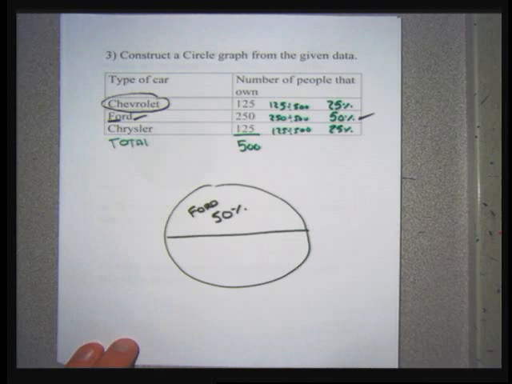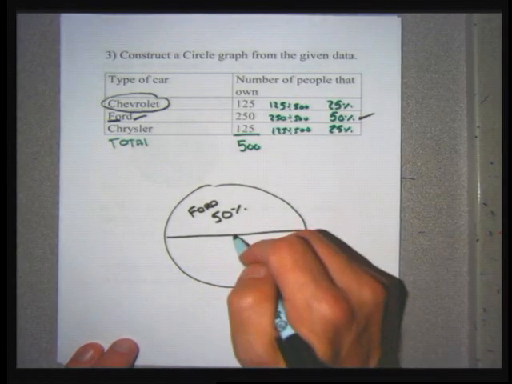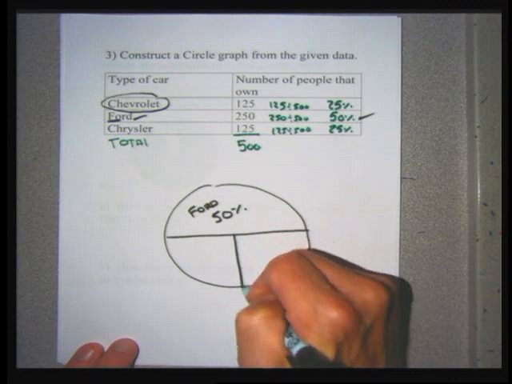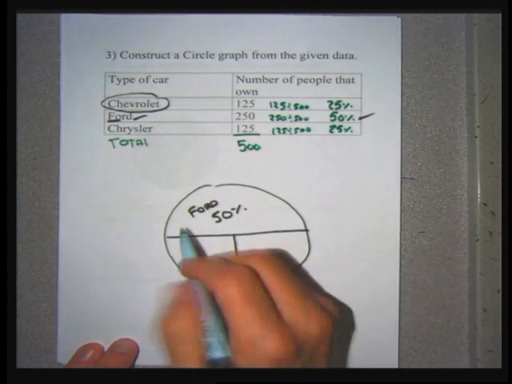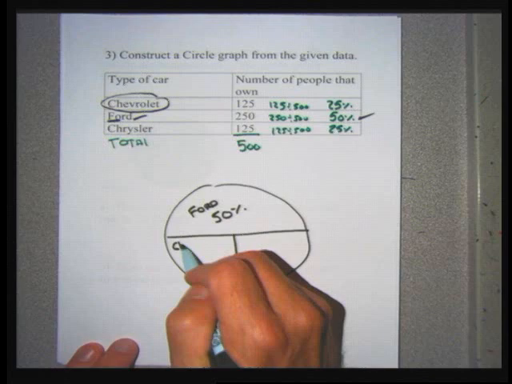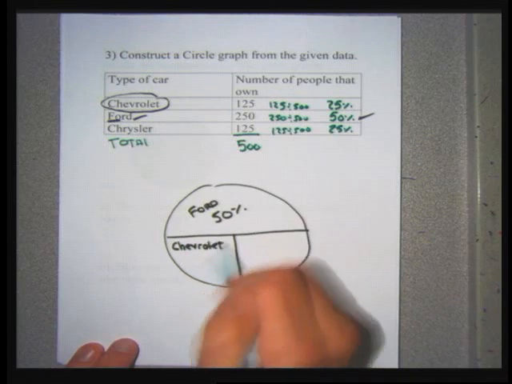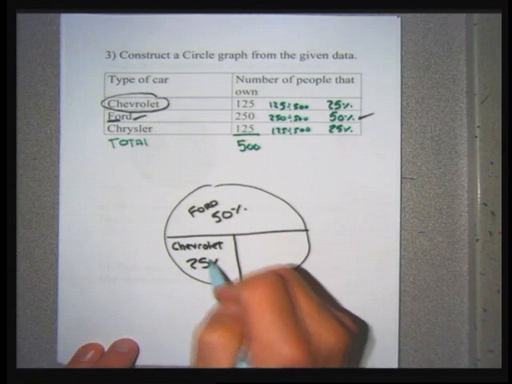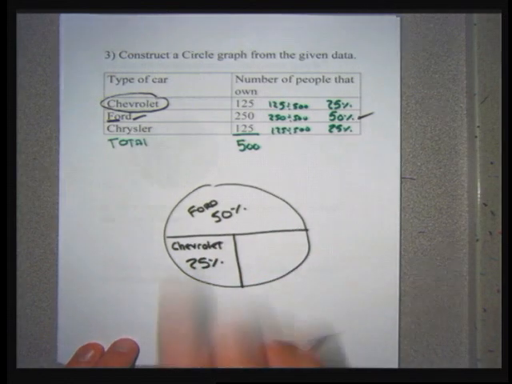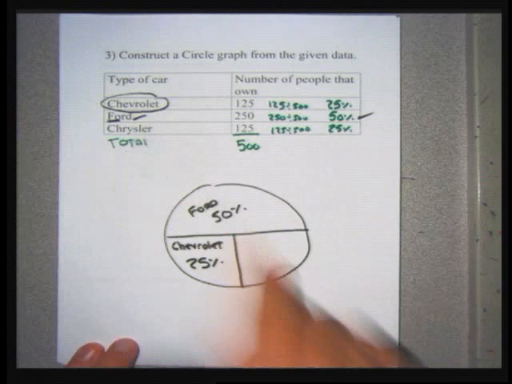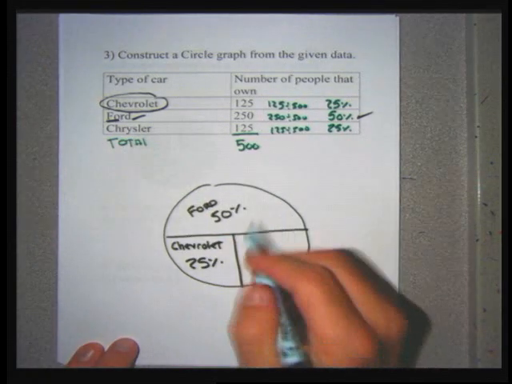Chevrolet's 25%, and 25% is just half of the remaining area. So I'm going to cut the remaining area that's unnamed in half. Call one of the quadrants Chevy and put a percent with it. And then the part that I haven't labeled yet is Chrysler. It's also 25%, so it's the same size.